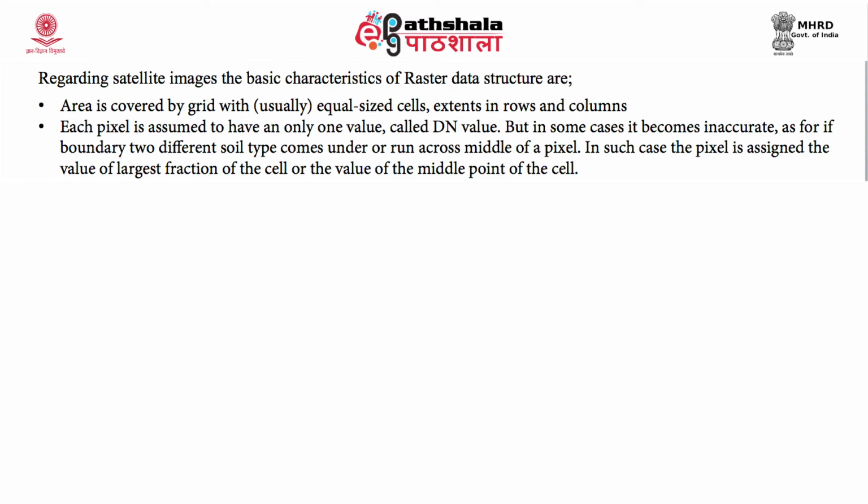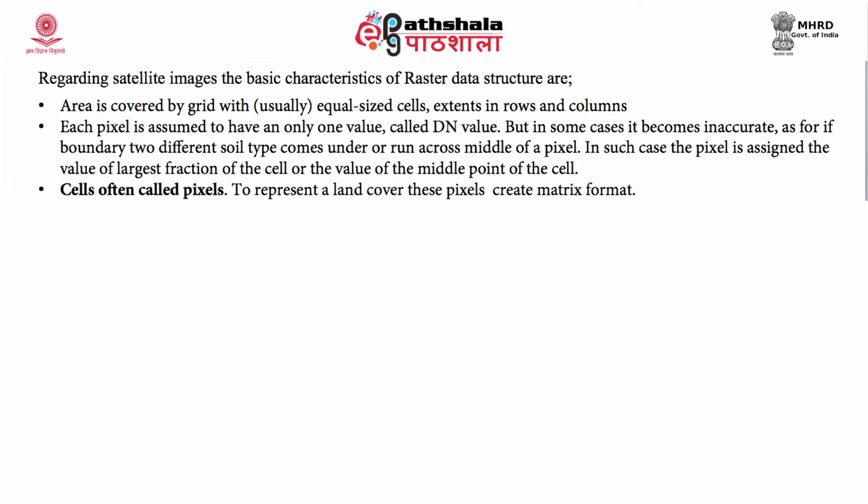For example, if the boundary of two soil types runs across the middle of the pixel, in such a case the pixel is assigned the value of the largest fraction of the cell or the value of the middle point of the cell. This means that if any boundary or line goes through any part of the cell, the larger fraction will be counted to represent the features. A cell is often called a pixel.